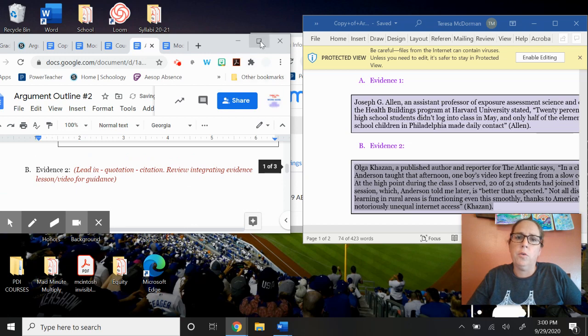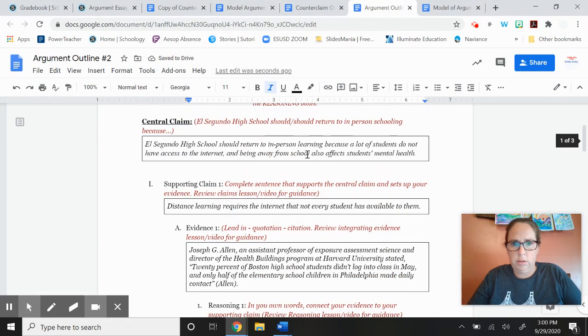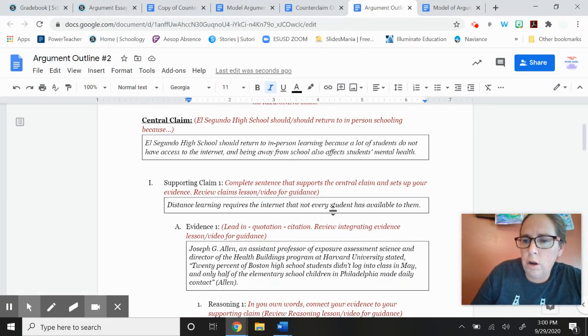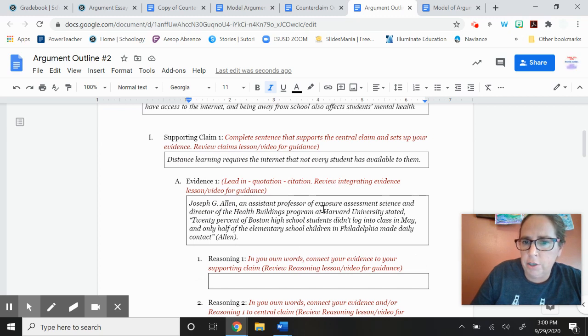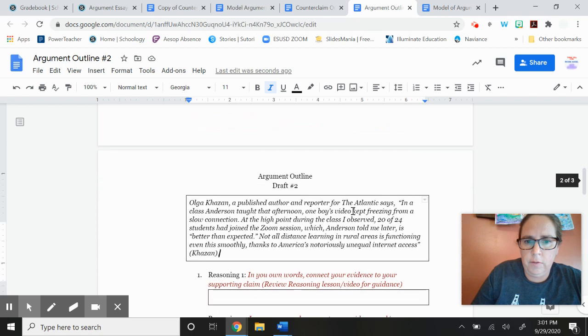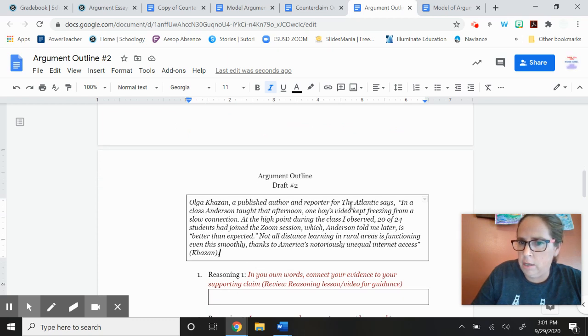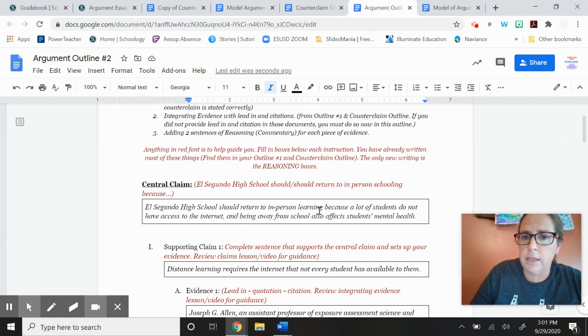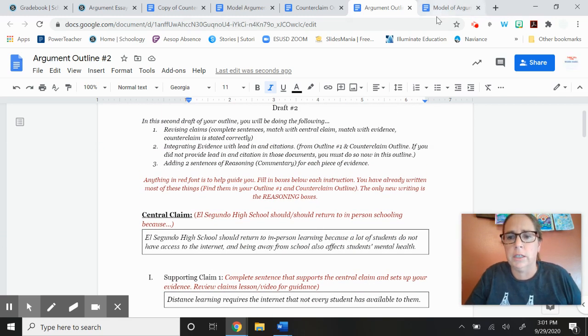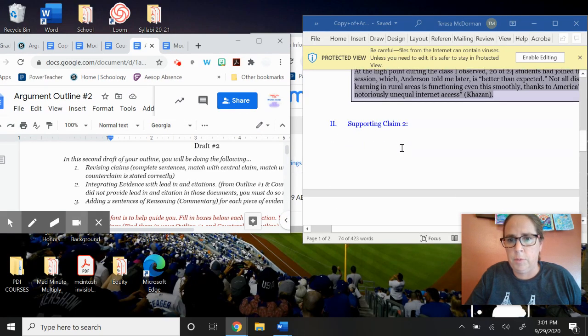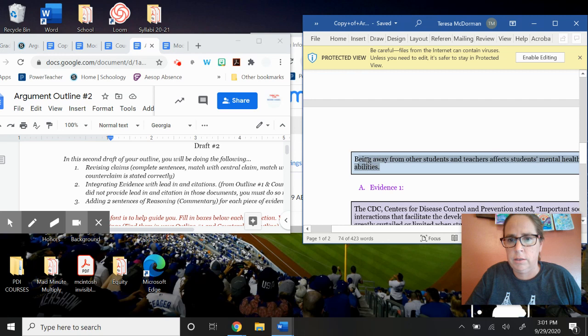Now, if your evidence right now isn't looking like this, it doesn't have the intro information for who is speaking, right? Then you need to make those edits between your first outline and the second outline, because the second outline needs to make sure you have all of those things done. Okay, go back. Those are my 2 pieces of evidence.